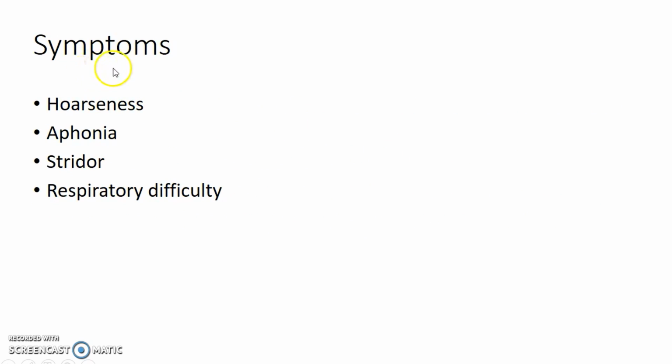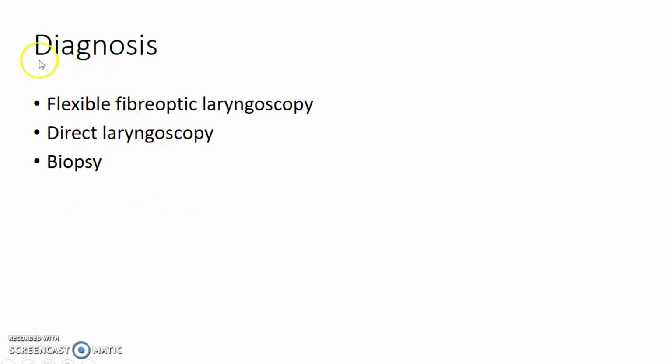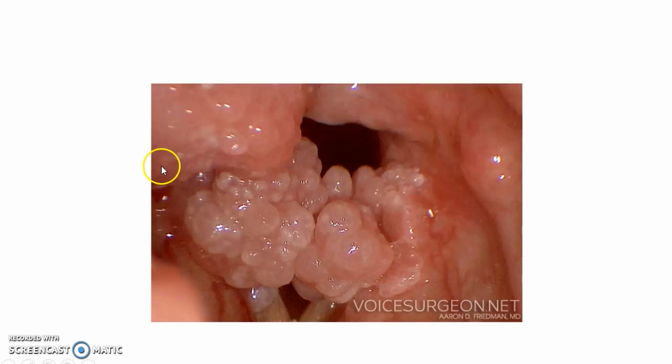Now let us see about the symptoms of juvenile laryngeal papillomatosis. There will be hoarseness, there will be aphonia, that is, the child will be unable to produce voice. There will be stridor, that is, high-pitched whistling sounds during breathing, and there will be respiratory difficulty. Now let us see about the diagnosis. Diagnosis can be made by flexible fiber optic laryngoscopy or direct laryngoscopy or by biopsy. This picture shows a patient with laryngeal papillomatosis.